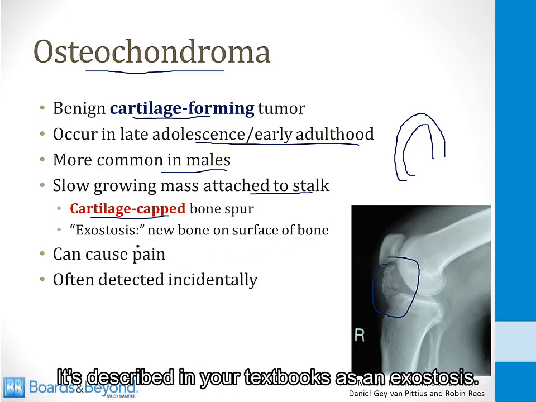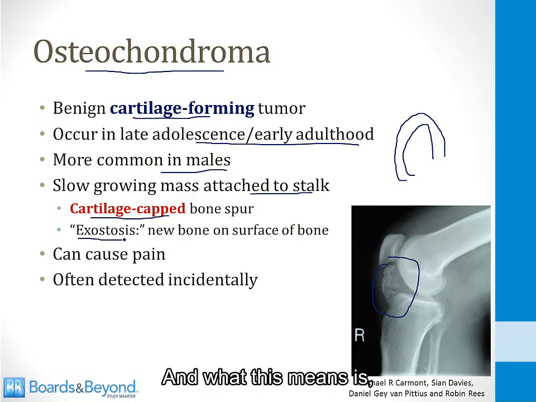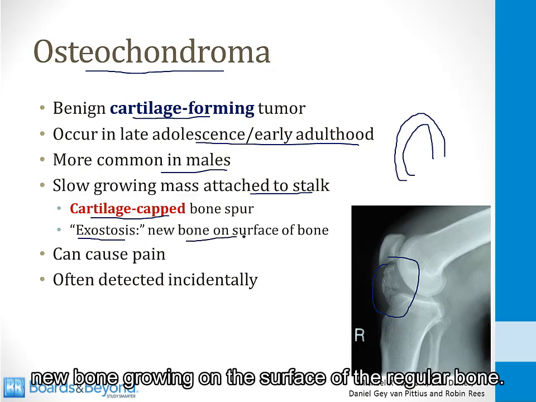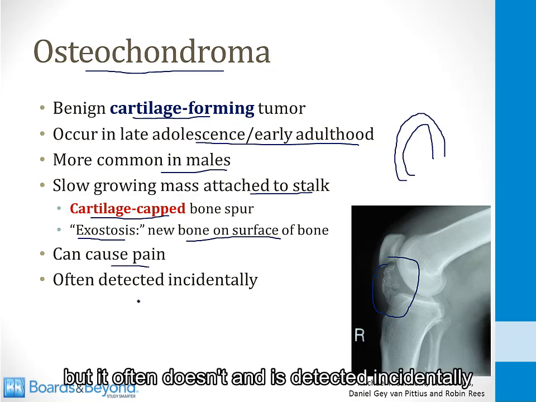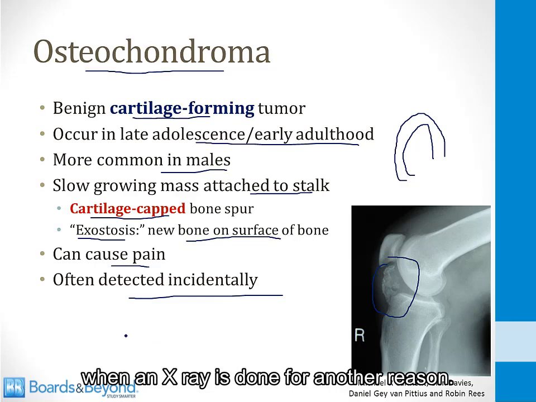It's described in your textbooks as an exostosis, and what this means is new bone growing on the surface of the regular bone. It can cause pain, but it often doesn't and is detected incidentally when an X-ray is done for another reason.